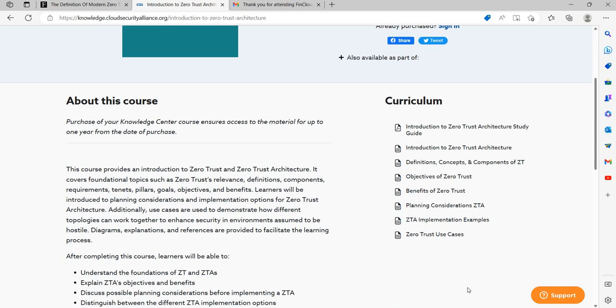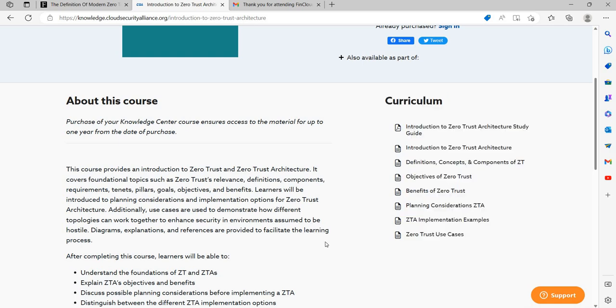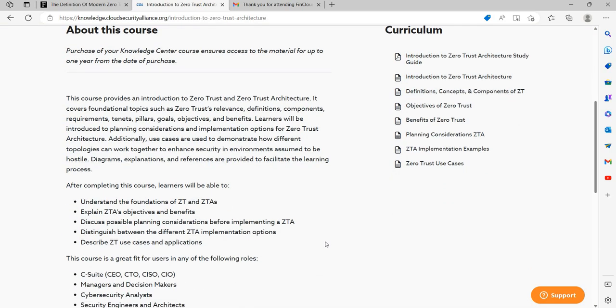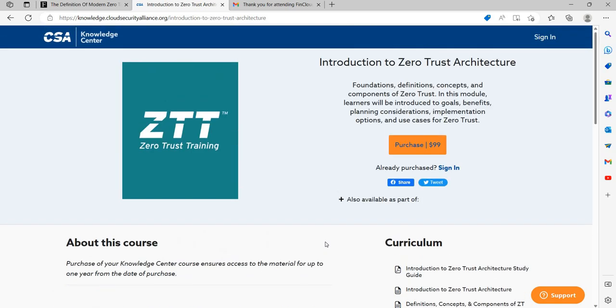But I have leveraged the knowledge around these constructs, like the introduction to zero trust architecture, definition and concepts and components of ZT, the objectives of ZT, benefits of ZT, planning considerations, ZT implementation example, etc. I'm going to churn the knowledge which I've got in this course, and we'll also scale this knowledge to understand how Azure as a cloud security service provider is leveraging zero trust and what controls it has to actually implement zero trust at the very ground level.